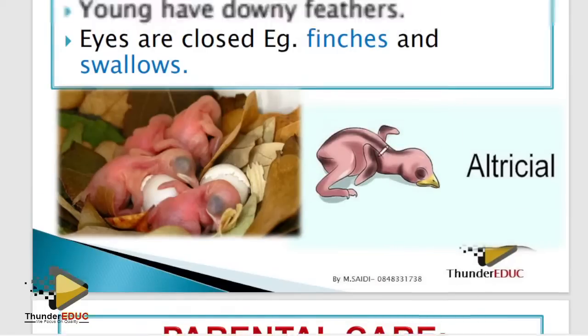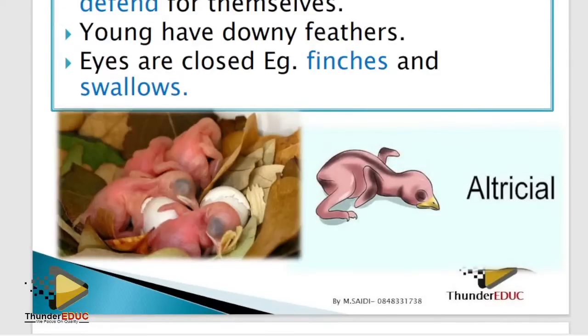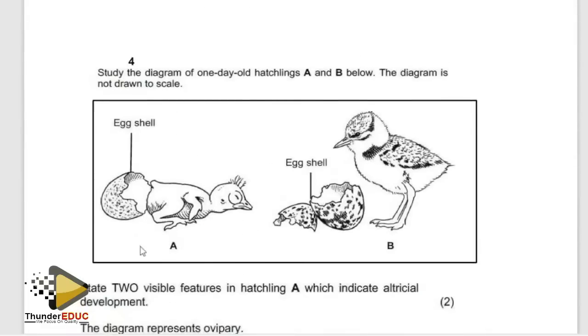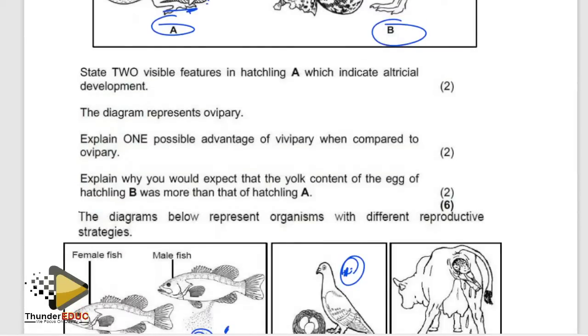Yeah, so altricial and precocial, the difference you must know. If you look at this, what is A and what is B? It is A, altricial, because the eyes are closed, it has no down feathers, and it cannot stand on its own. This one, the eyes are open, it can stand on its own, and it has down feathers, you see. So please move on only when you know the two differences. If you have a question, let me know.